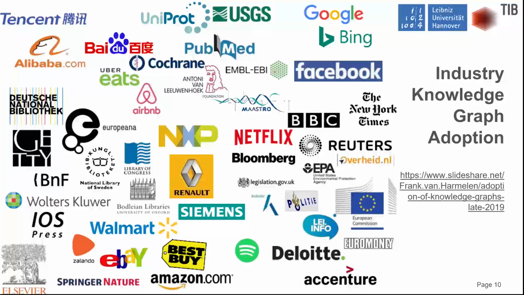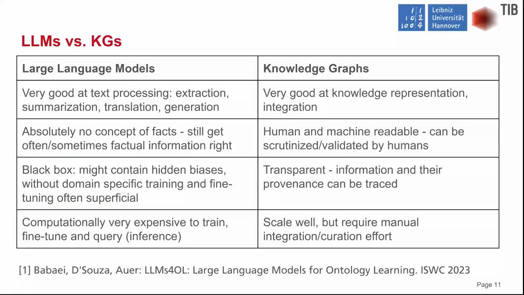and databases. Now the question is a little bit, how can we bring language models and knowledge graphs, so these neural models and knowledge graphs together? And both have actually quite complementary aspects. So language models are very good at text processing, at extraction, at summarization, translation, and generation of texts. While knowledge graphs are good at representing information and knowledge and also integrating and linking it.